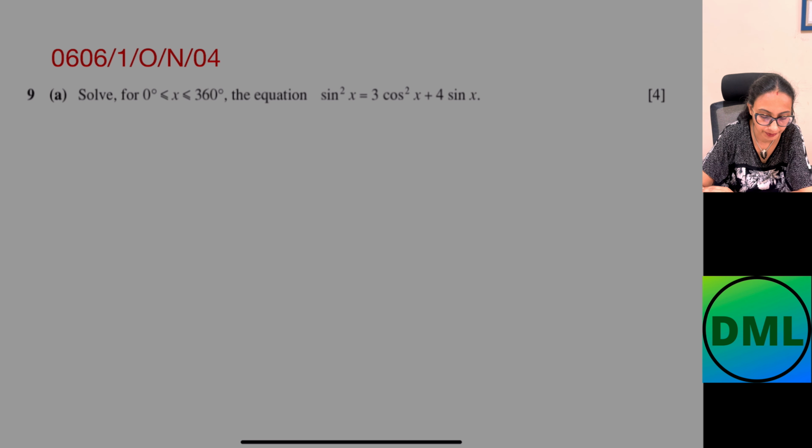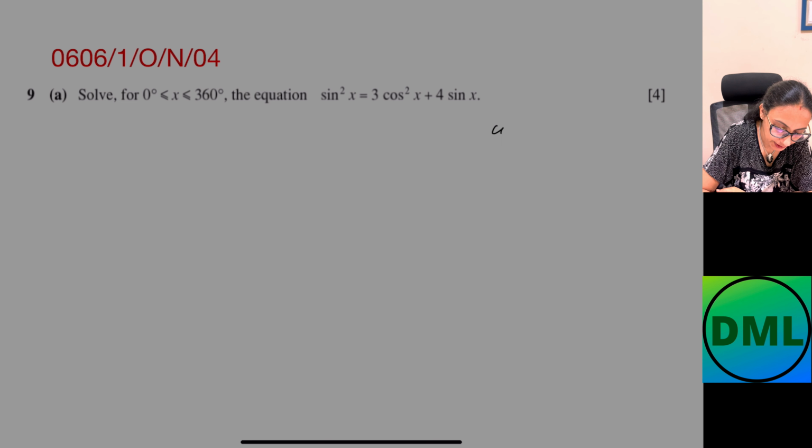As you can see, this equation has sin square x, cos square x and sin x. Because of this sin x with power 1, I need to convert the full equation in sin square x. Why can't I convert it into cos square x? Because I can't write sin x in terms of cos x. I can write sin square x in terms of cos x, but I can't write sin x in the form of cos x. So I'll convert this full equation in sin square x.